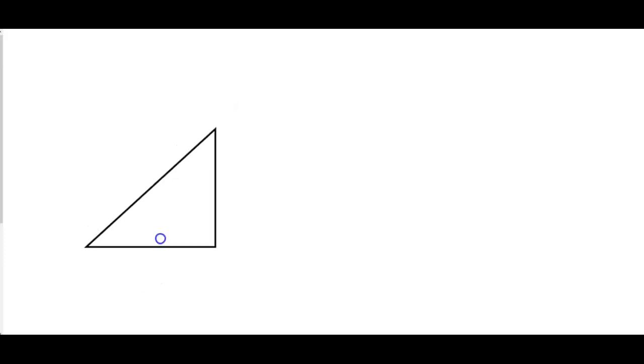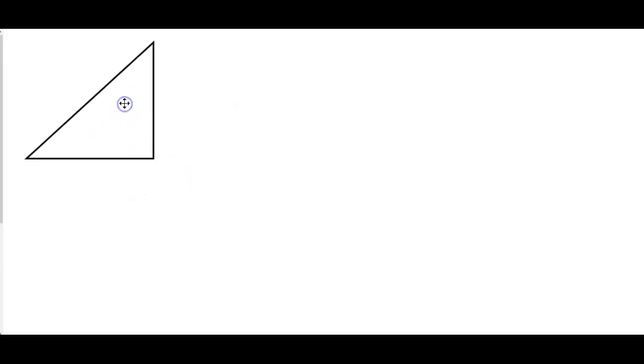Okay, so we have one more special angle, and that's the 45-degree angle. This is when we have a 45-degree angle. And if it's 45 degrees here, it's 45 degrees up here as well, because it's a right triangle. That makes it an isosceles triangle, which means that these sides are equal to each other. I'm going to make them measures of square root 2.